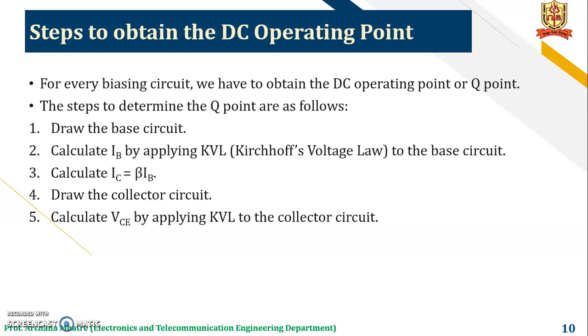Now, steps to obtain the DC operating point. For every biasing circuit, we have to obtain the DC operating point or Q point. The steps to determine the Q point are as follows. First, draw the base circuit and calculate IB by applying KVL to the base circuit. Calculate IC is equal to beta IB. Draw the collector circuit and calculate VCE by applying KVL to the collector circuit.